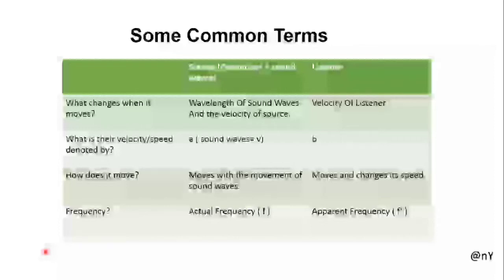Whenever the listener is moving, only and only the velocity of the listener is changing, with velocity b. Another thing to note here is that whenever the source is moving, the velocity of those sound waves is also changing, and the velocity of the source, that is basically a, is also changing.